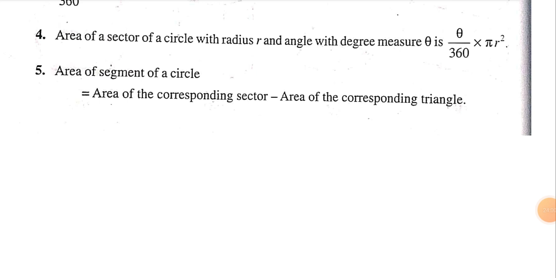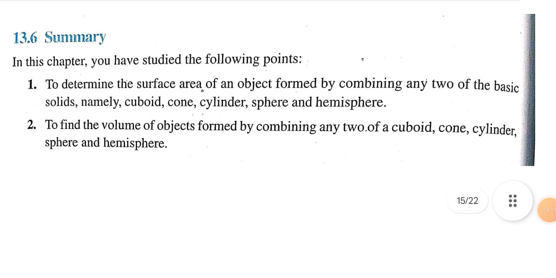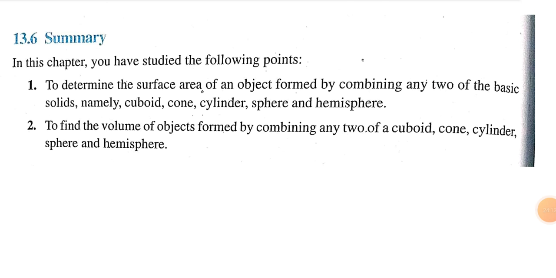5. Area of a segment of a circle is equal to area of the corresponding sector minus area of the corresponding triangle. Chapter 13 Surface Area and Volume. In this chapter you have studied the following points. 1. To determine the surface area of an object formed by combining any two of the basic solids, namely cuboid, cone, cylinder, sphere and hemisphere. 2. To find the volume of objects formed by combining any two of a cuboid, cone, cylinder, sphere and hemisphere.